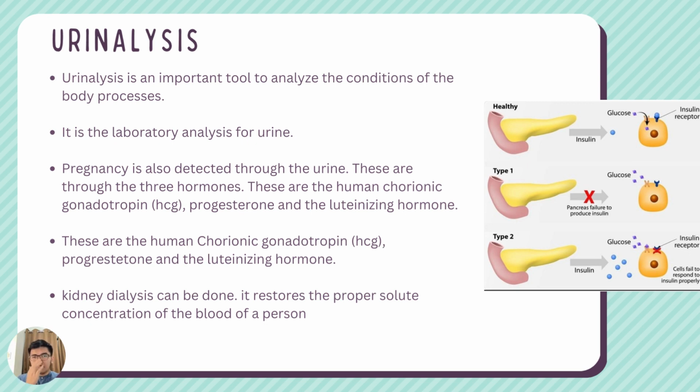Next is urinary analysis. It's the most important tool to analyze the condition of the body process. Urine analysis is the term for the laboratory analysis of urine. With this urinary analysis we can also detect through urine if someone is pregnant. This is due to the three hormones: the human chorionic gonadotropin, progesterone, and the luteinizing hormone.